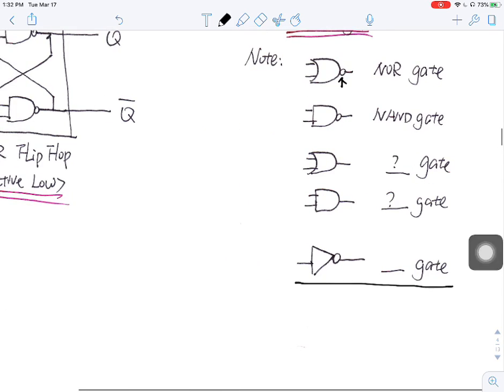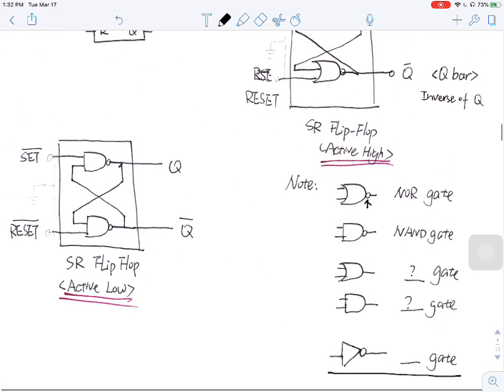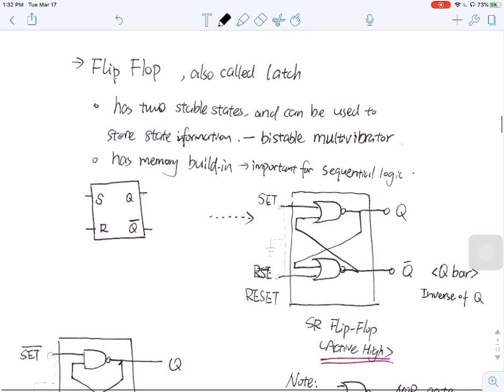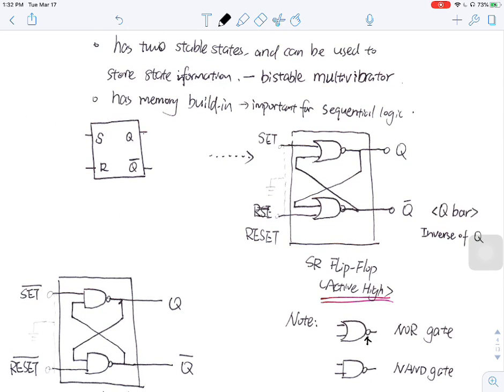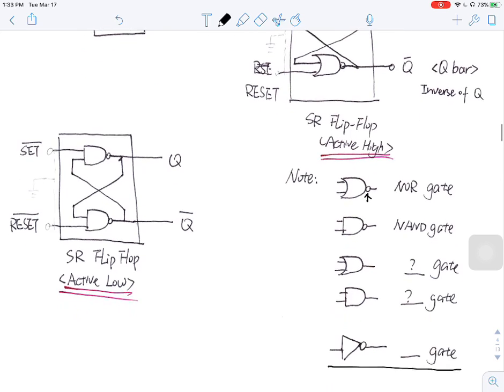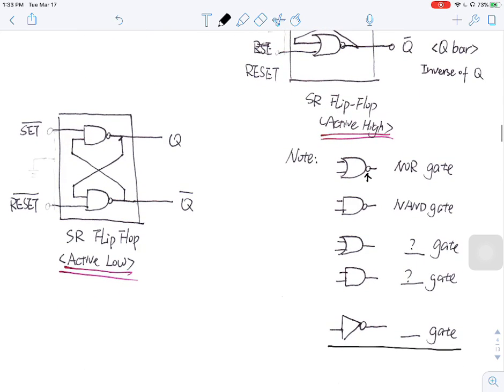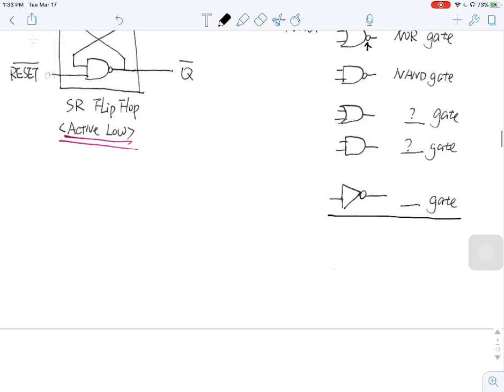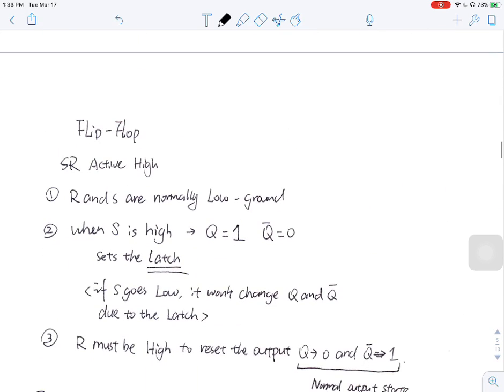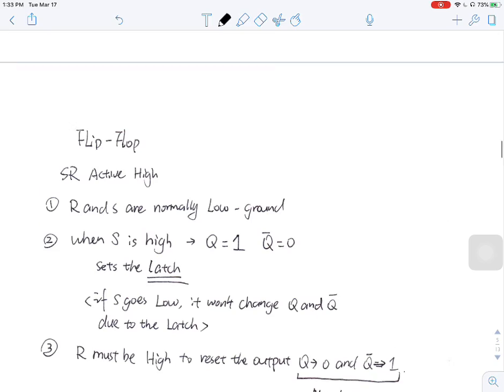And the reason we want to review this is because inside of a flip-flop, it has either NOR gates or NAND gates to give you certain function output. And we're going to look more in detail at the flip-flop next time.